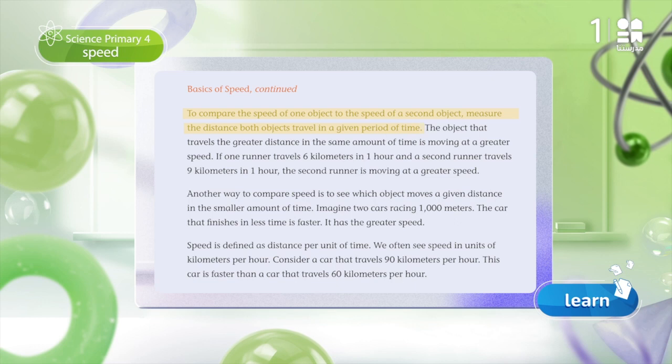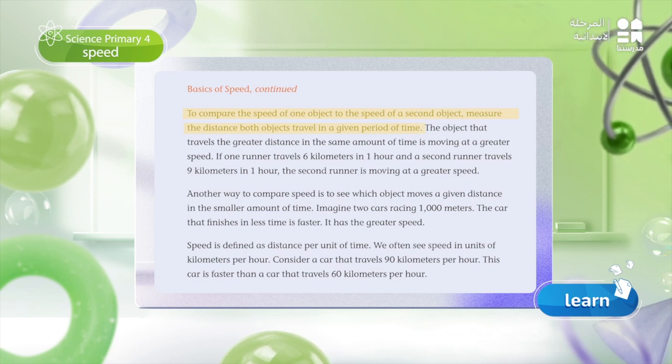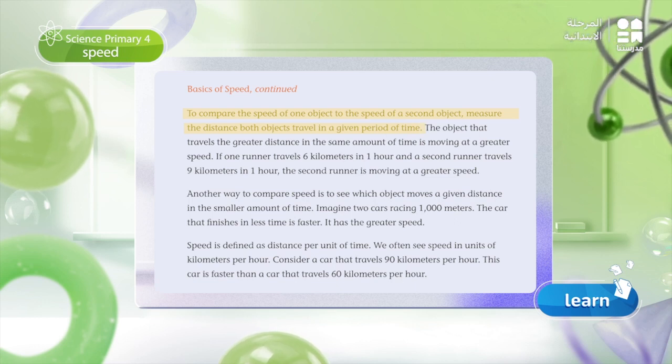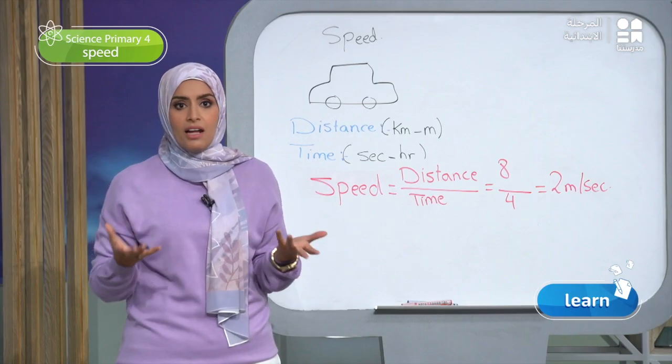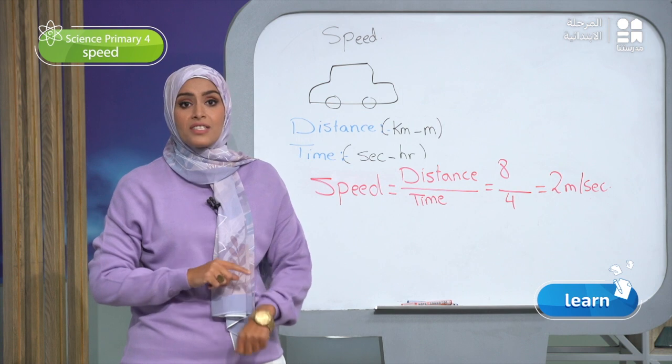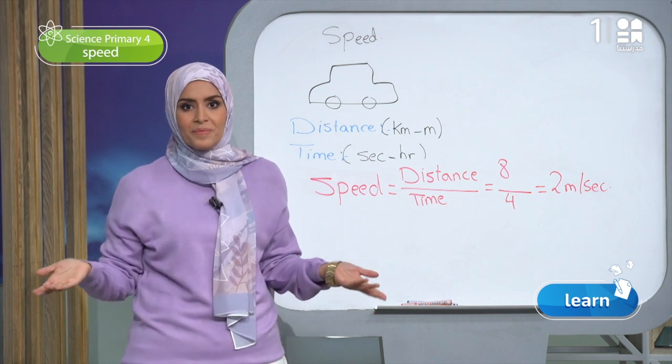And the sentence: the object that travels the greater distance in the same amount of time is moving at a greater speed. أكيد العربية اللي هتمشي مسافة أكبر في نفس الوقت كده هتبقى أسرع.